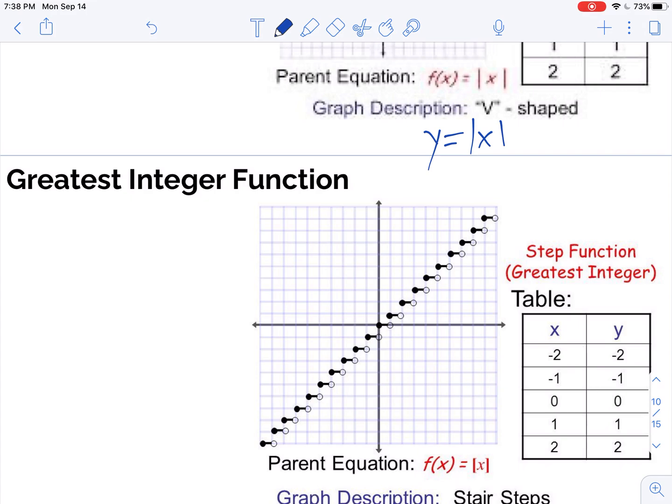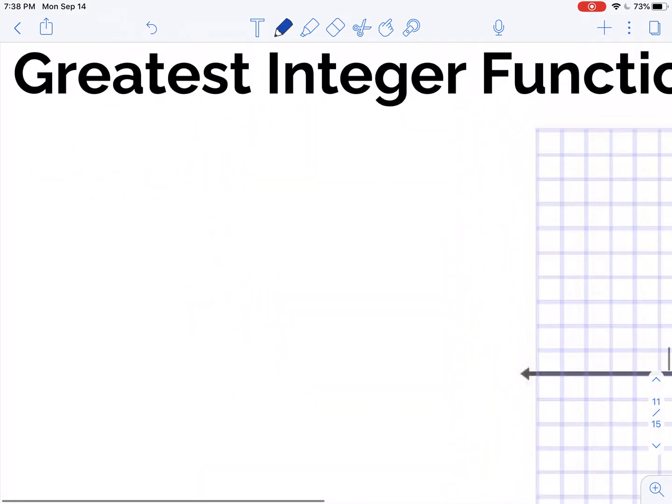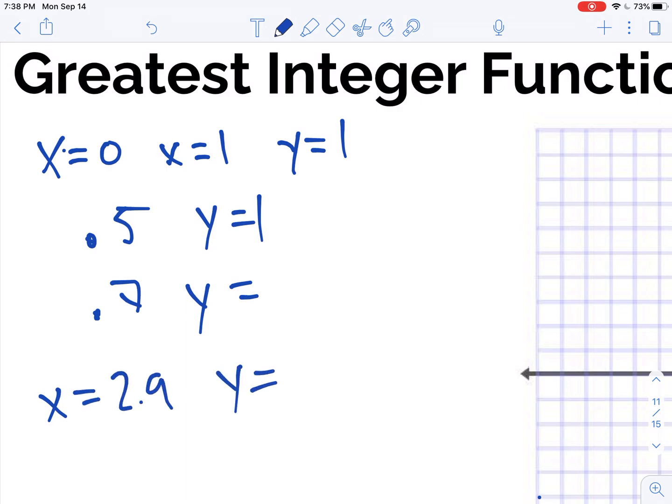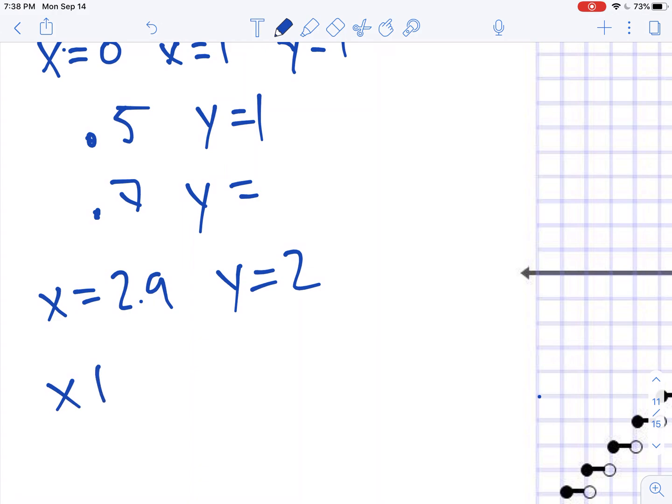You can work this one of two ways. It can either look the way it looks on this, or it can look the other way, where you've got the open circles on one end and the closed circles on the other end. It's kind of a weird function. Basically, anything from x equals 0 to x equals 1 falls as y equals 1. So if x is 0.5, y is equal to 1. If x is 0.7, y is equal to 1. If x is 2.9, y is equal to 2. I'm rounding down. If x is equal to 100.5, y is equal to 100.